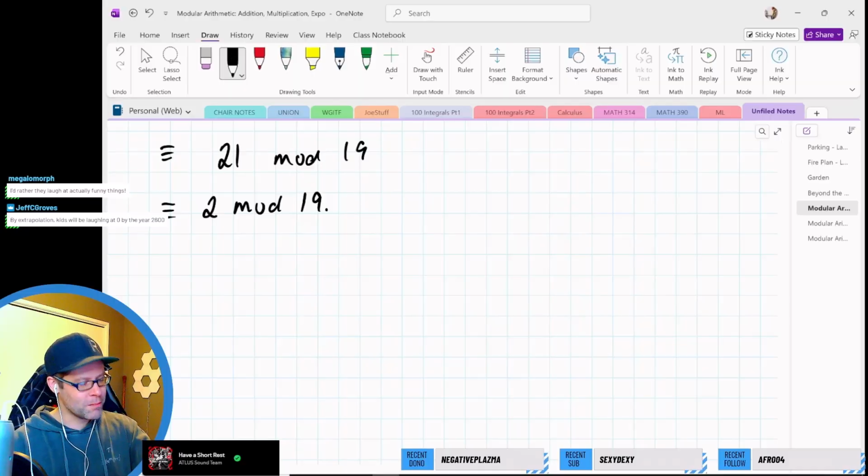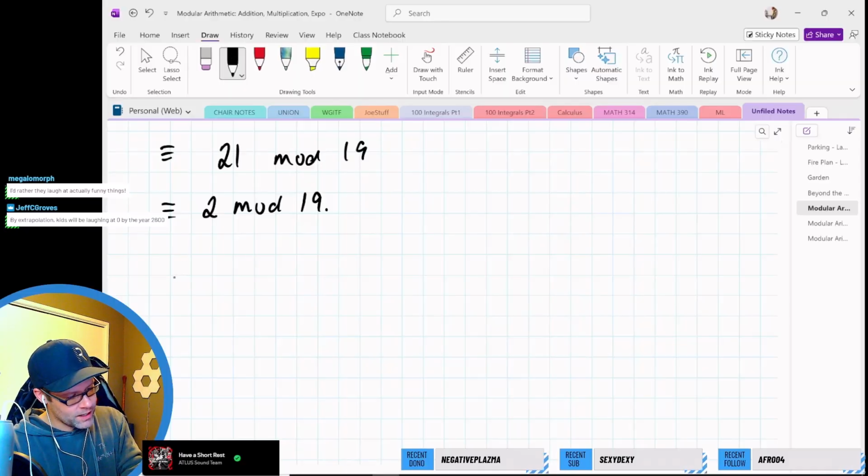Okay, I feel good with that updated answer. So that gives you a little indication on how we might use multiplication to do some simplification, how we might use addition properties as well to do some simplification.